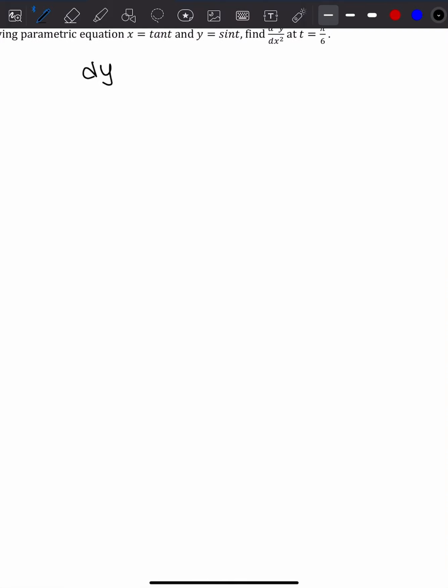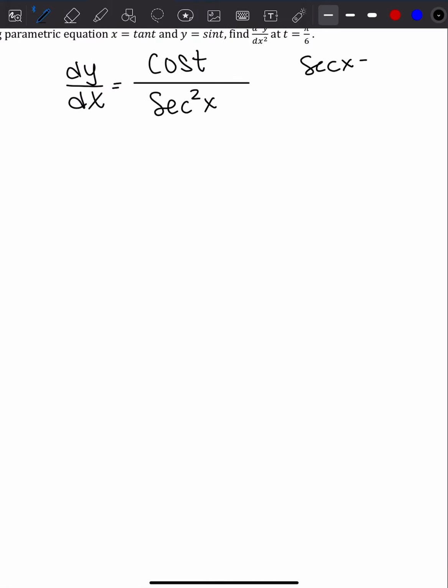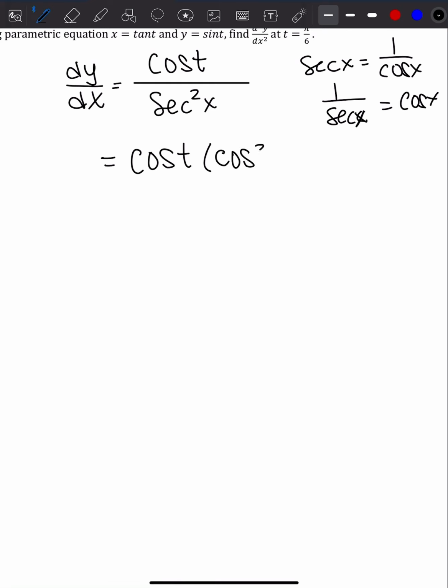So we have dy over dx equals the derivative of y with respect to t, which was cosine of t, divided by the derivative of x with respect to t, which is secant squared. Secant is the same thing as 1 over cosine. So if we have 1 over secant, that's the same thing as cosine. So if I have secant squared in the denominator, that's the exact same thing as having cosine squared that we are now multiplying by.